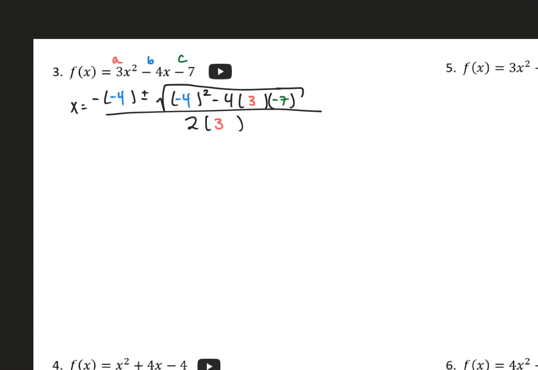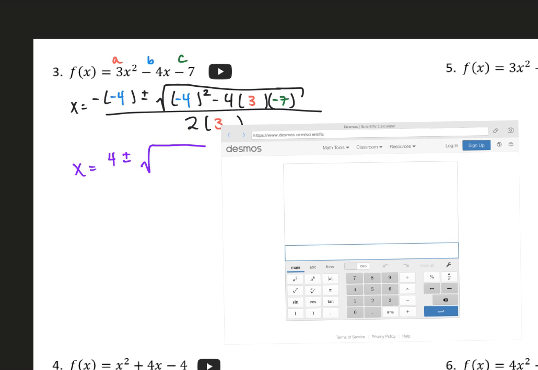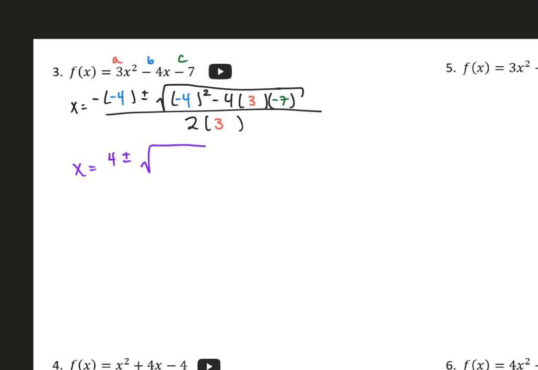Okay, so now we're just going to simplify it in parts. The first part we're going to simplify is the negative b part. So the negative 4 becomes a positive 4. The second thing we're going to simplify is this radical, so we're going to put that in our calculator. When we plug that in our calculator, we get 100 for the discriminant, which tells me that we have two distinct real solutions.